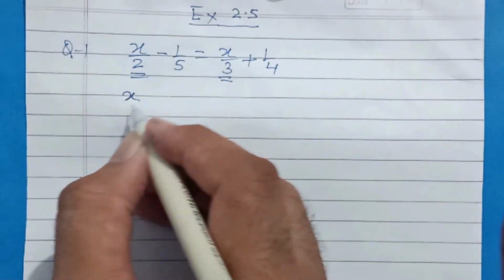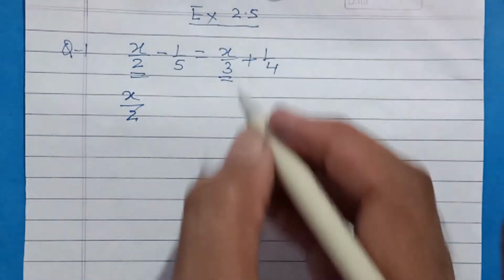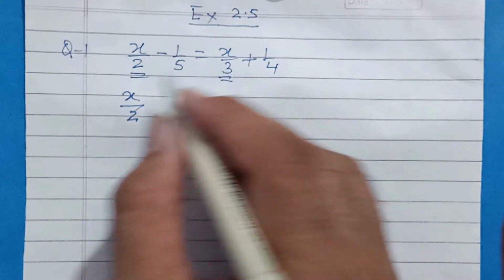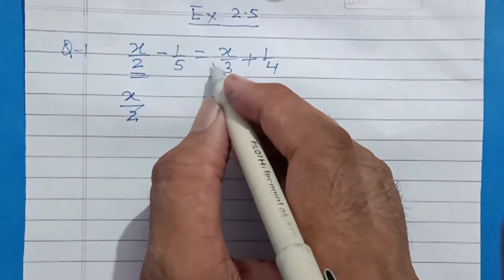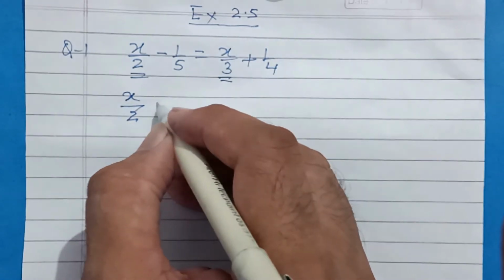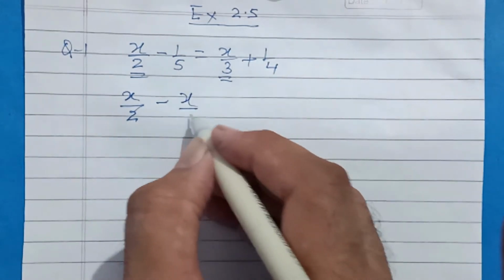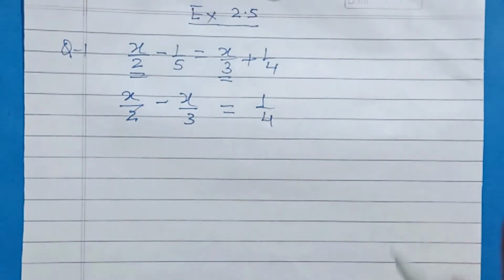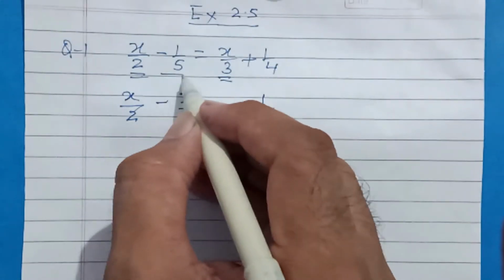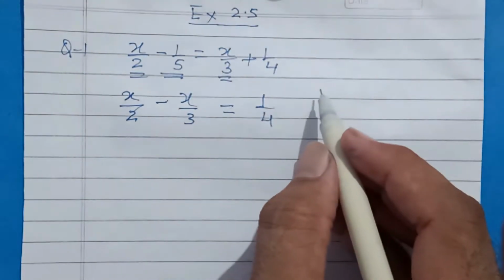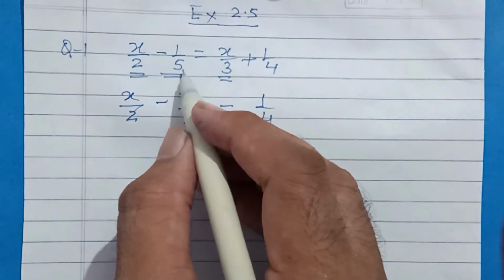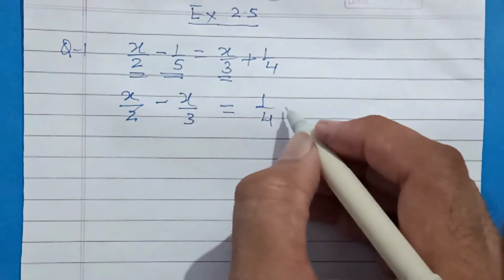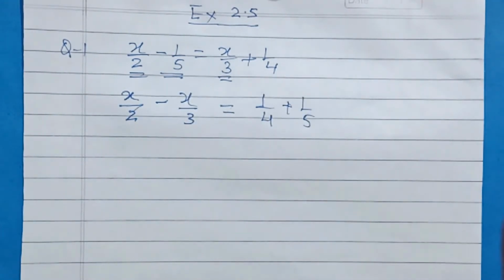So x by 2 is already on the left hand side. Bring this x upon 3 to the left side. Here it is of plus sign, on the left side it becomes minus. 1 by 4 is already on the right hand side. Take this 1 by 5 to the right hand side. Transpose this minus 1 by 5 to the right hand side, it becomes plus 1 by 5.